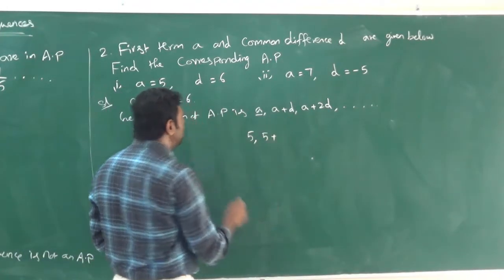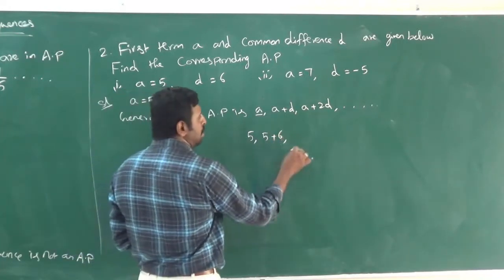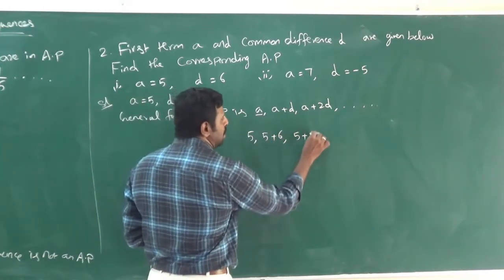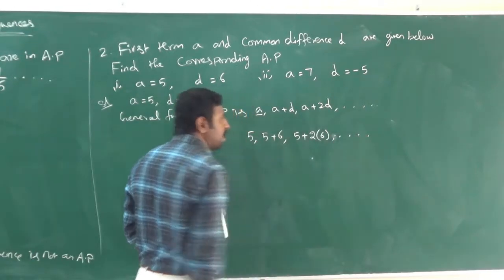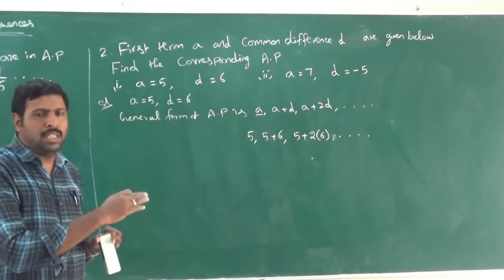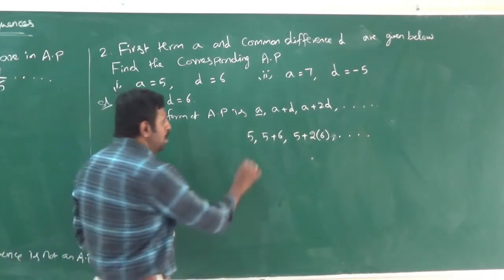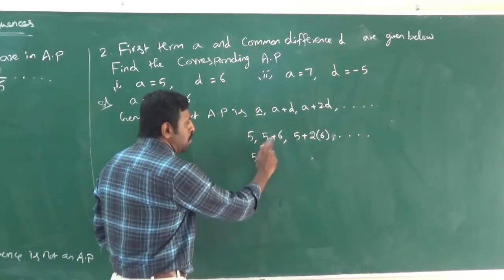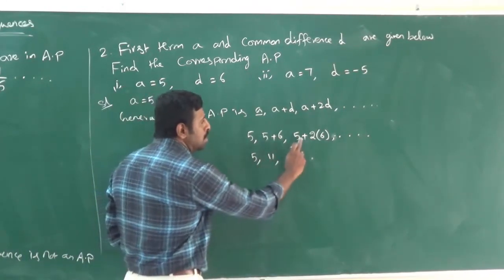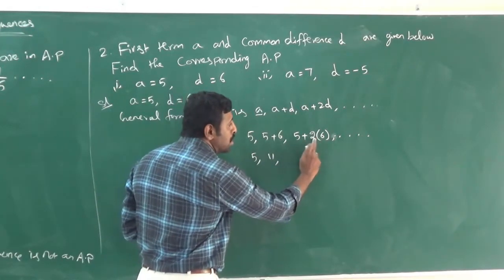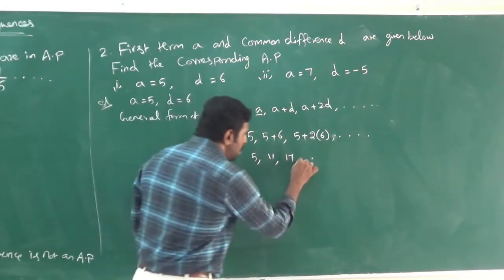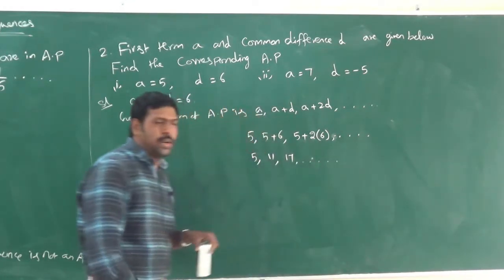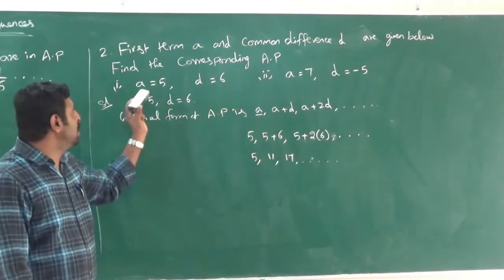5 plus d is 6. And then a is 5 and then d is 2 times 6. And it goes on. It is enough to find out 3 or 4 terms, that is enough. Therefore 5 plus 6 is 11. Here 5 plus 2 sixes are 12, 12 plus 5 is 17. This is the corresponding AP of the sequence when a is equal to 5.